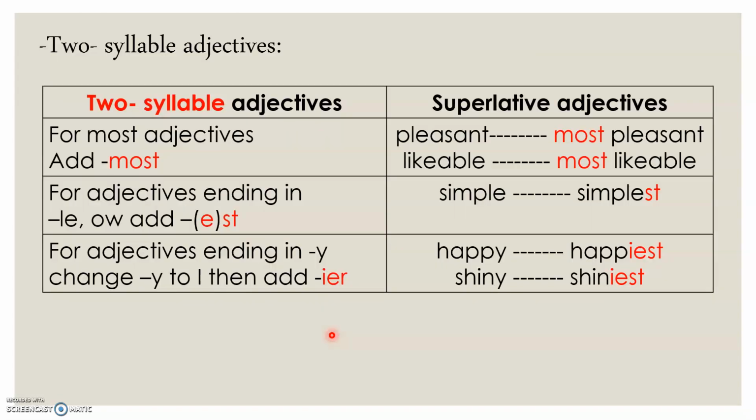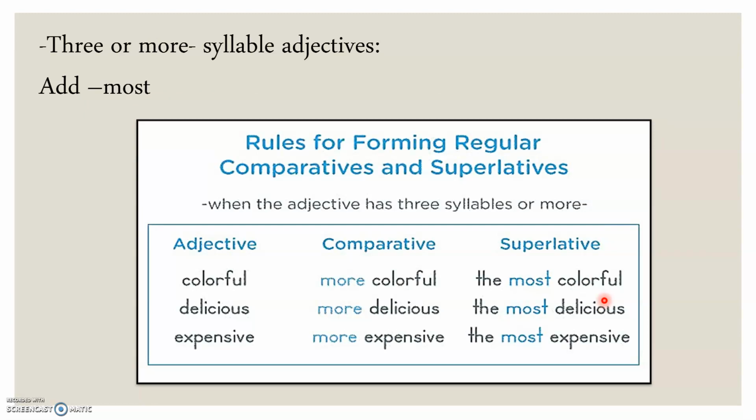Okay? Now, if we have 2-syllable adjectives, usually we add most for most adjectives. For example, most pleasant. If the adjective ends with le or ow, we add st or est, simplest. If the adjective ends with y, we cross out the y and add i, e, s, t. For example, happy, happiest, shiny, shiniest. Ahmed is the happiest in his class. Now, if we have 3 or more syllable adjectives, we add most. For example, the most colorful, the most delicious, the most expensive. This is if the adjective has 3 or more syllables.